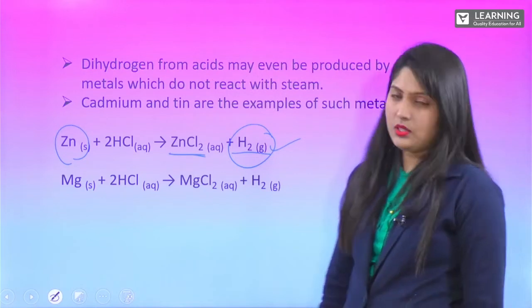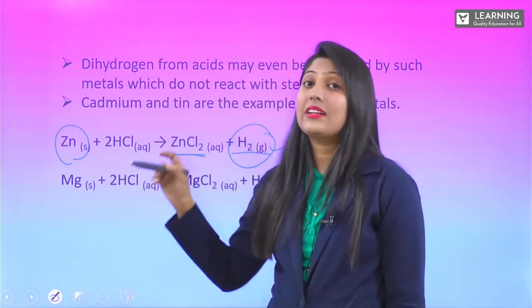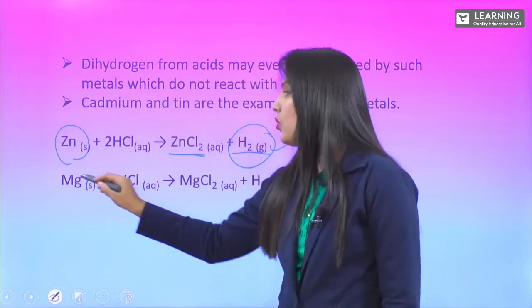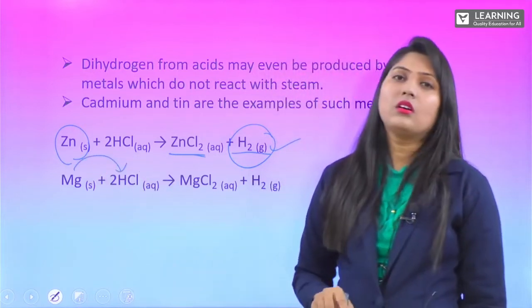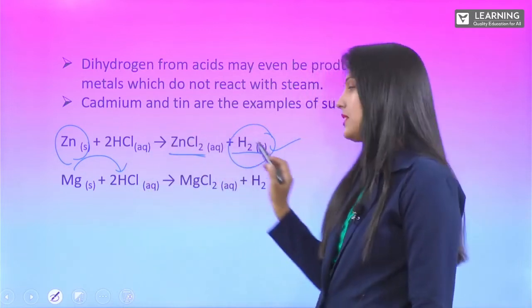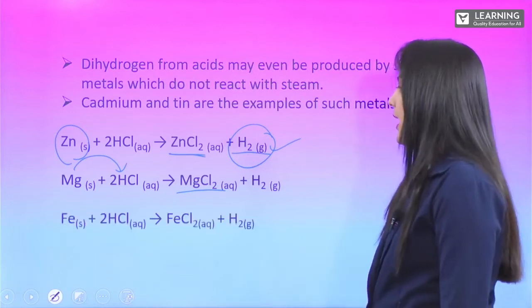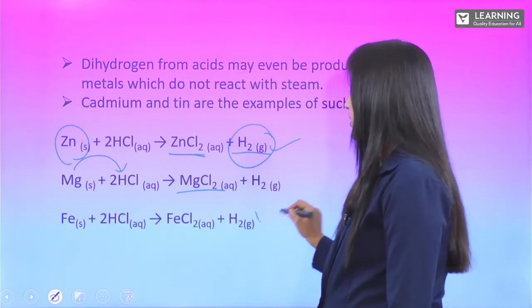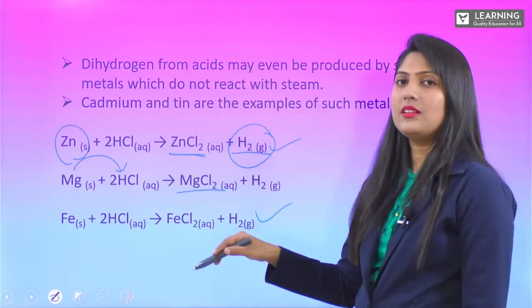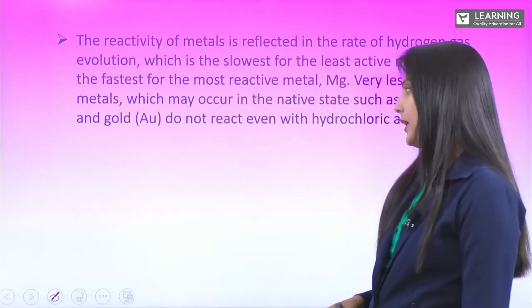Similarly, magnesium doesn't react with cold water, it reacts with steam. But when it is added to the acid, hydrogen can be easily displaced from the acid by magnesium, and we get magnesium chloride plus hydrogen gas. Similarly, iron displaces hydrogen from hydrochloric acid to form iron chloride.